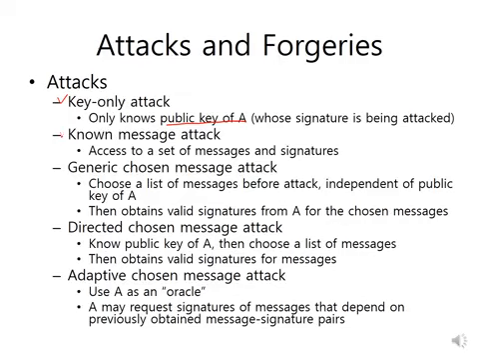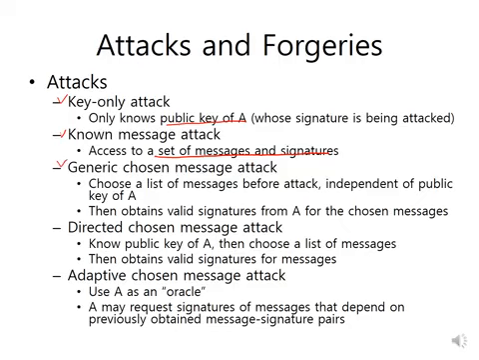The second one is the known message attack. The adversary can access a set of messages and their corresponding signatures. So, not only the public key, but also a set of messages and signatures are given to the adversary. But in this case, the adversary cannot choose his own messages and signatures; a set of messages and signatures are only given to the adversary. So this is the known message attack.